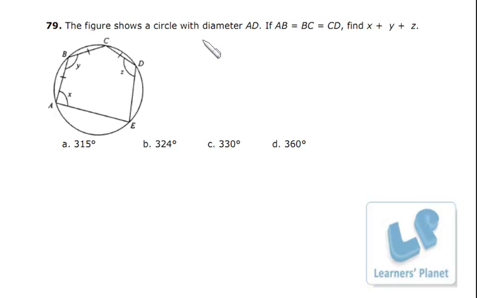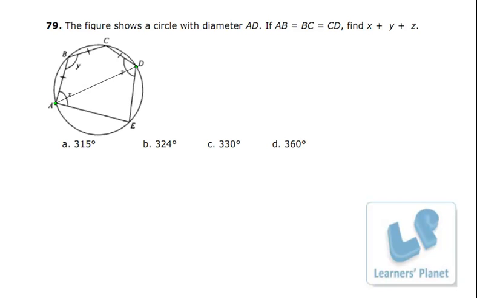The figure shows a circle with diameter AD. If AB is equal to BC is equal to CD, find x plus y plus z. A diameter AD. So first of all, I just join A and D to make diameter AD. Now, next, we don't know this angle C, right? We have to find out x plus y plus z, but we don't know angle C.